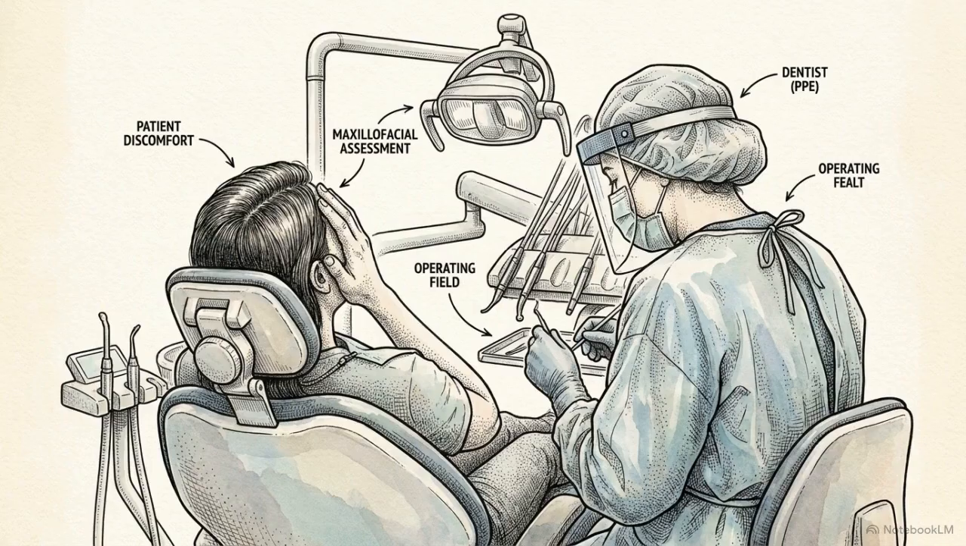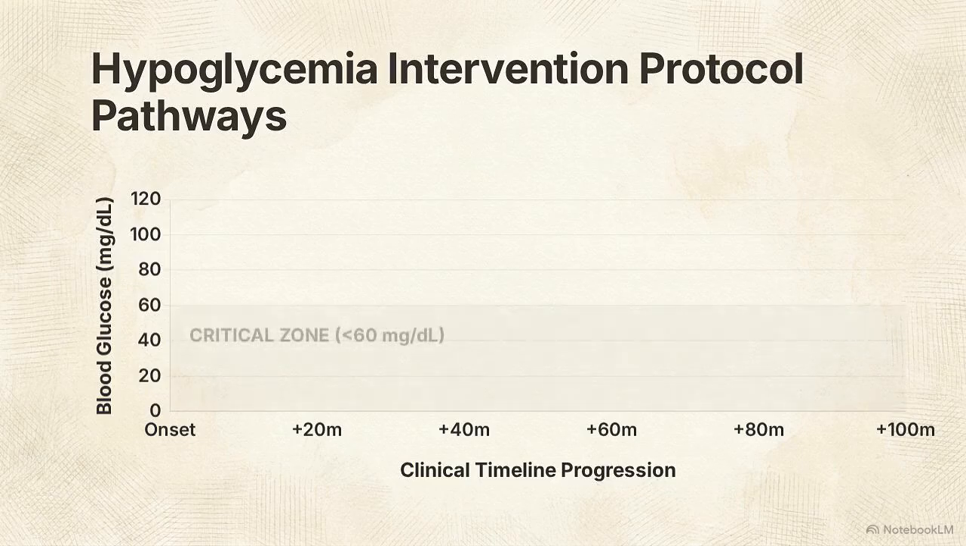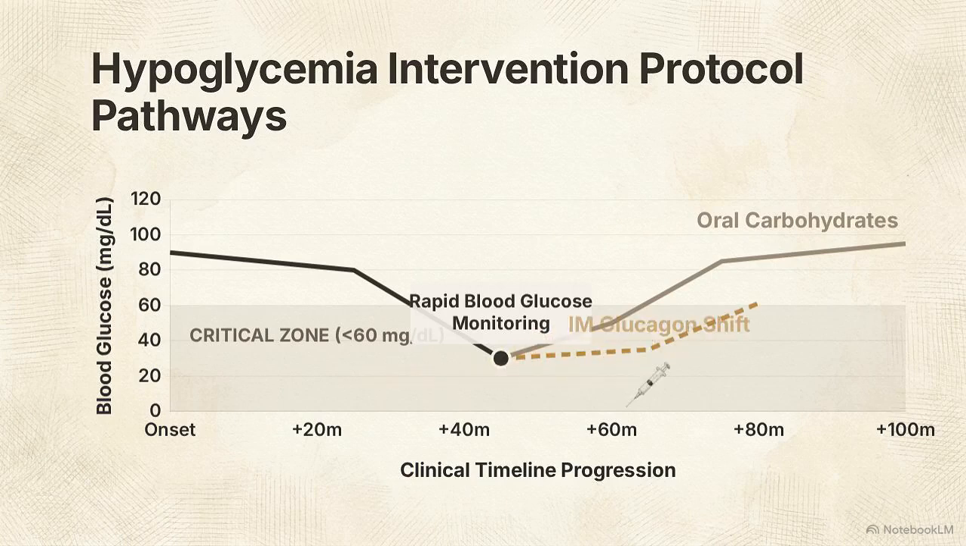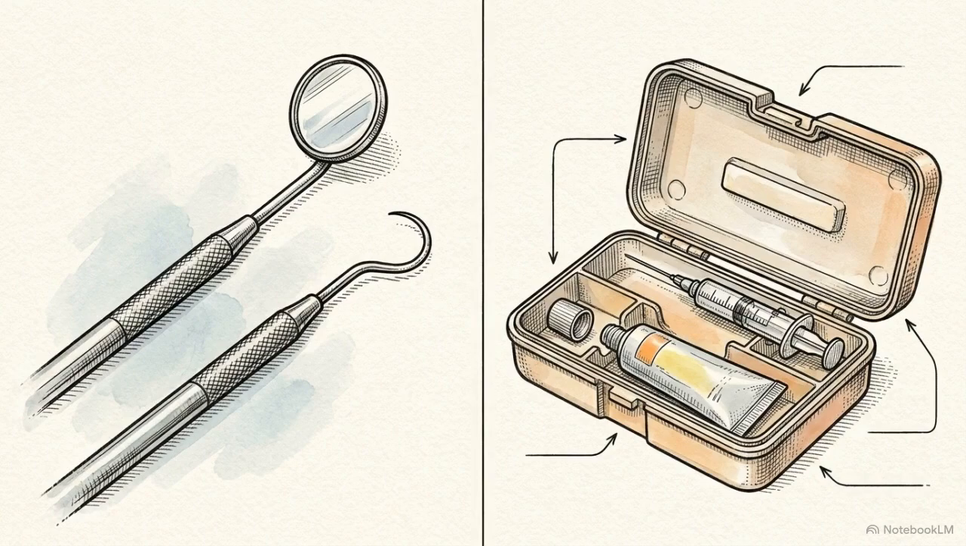Odell Case 22 focuses on the presentation and management of hypoglycemia in the dental chair. This timeline charts a hypoglycemic event. The immediate step is rapid blood glucose monitoring. For a conscious patient, the primary intervention is oral fast-acting carbohydrates. If the patient becomes non-responsive, the protocol shifts to intramuscular glucagon to stimulate glucose release. These scenarios verify a candidate can pivot from a dental focus to a life-saving protocol immediately.